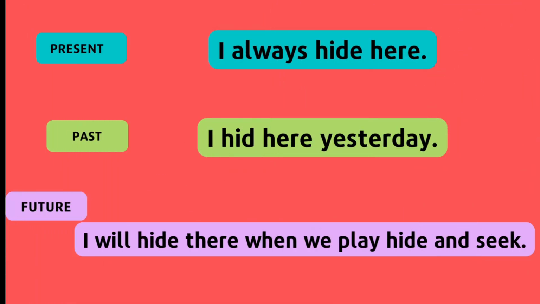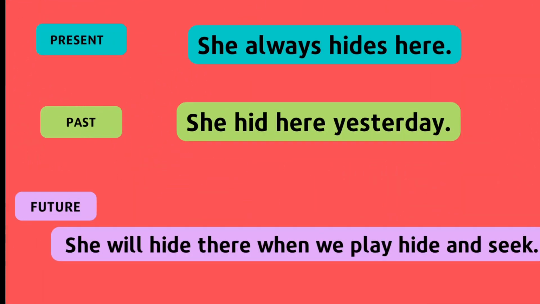So present tense, I always hide here. Past tense, I hid here yesterday. Future, I will hide there when we play hide and seek. Now, when talking about somebody else, you say she always hides here. Hides becomes plural. She hid here yesterday. Since we're talking about the past, the form of hide is hid. Then the future, she will hide there when we play hide and seek.